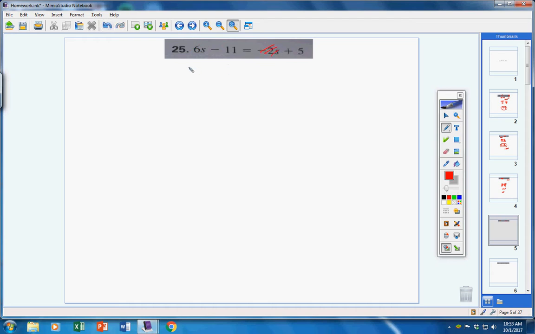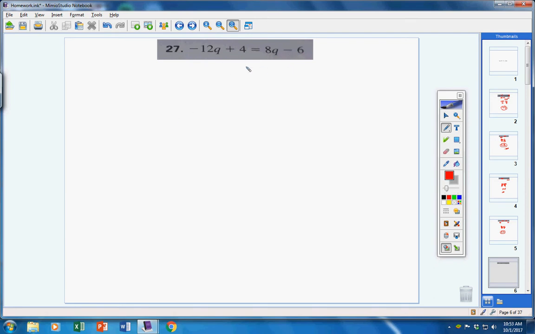I'm going to bring the 2s over and make it a positive 2s. Bring the negative 11 over, make it a positive 11, and we're left with 8s equals 16. Alright? Isolate the variable. And 16 divided by 8 is 2. Alright, number 27.